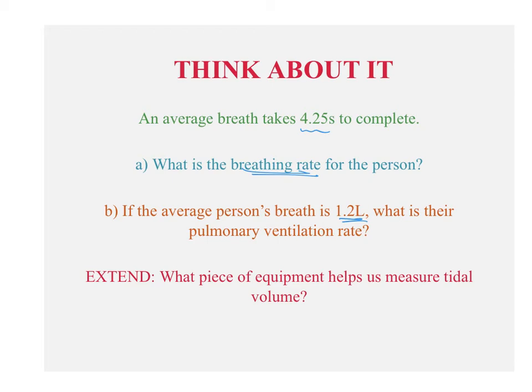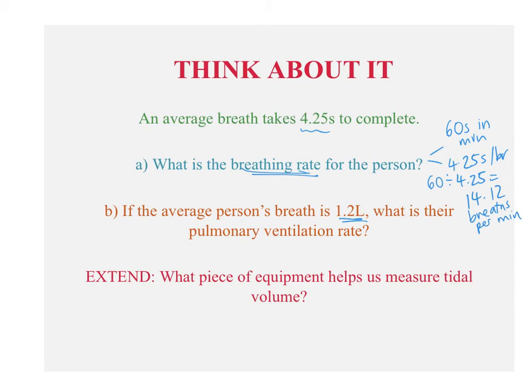So for the breathing rate of the person, we know that there's 60 seconds in a minute. And if each breath takes 4.25 seconds, then we're going to do 60 divided by 4.25. And using a calculator, that works out as 14.12 breaths per minute. Remember we need those units.